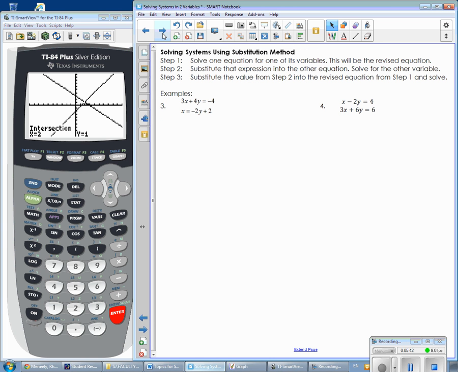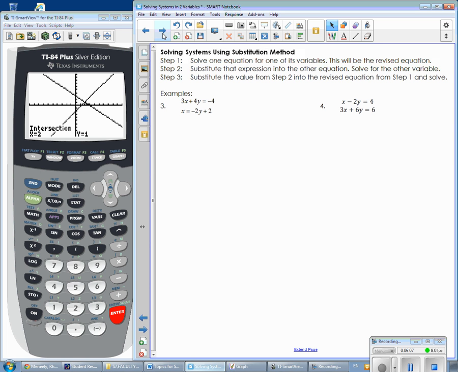Okay, the second method that we use for solving is called substitution. And substitution is really helpful when you have one of the variables already isolated. So it's helpful if your equations aren't in the same form. So if you take a look at number 3, notice that we have our first equation is in standard form, ax plus by equals c. And then our second equation actually isn't in any of our common forms, since it's x equals negative 2y plus 2.